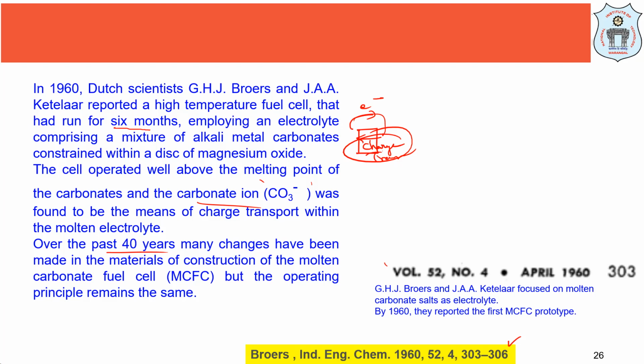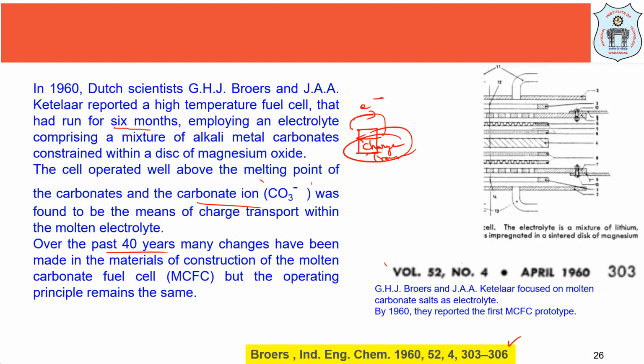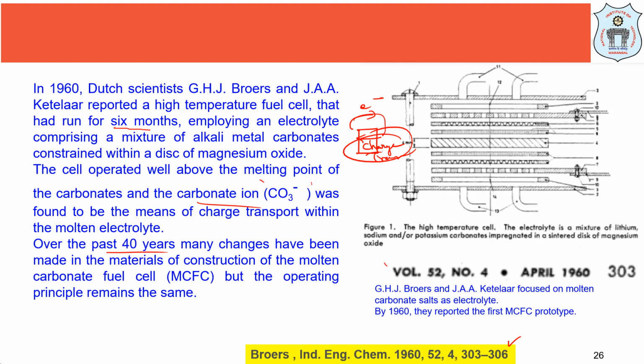That is the first paper, journal volume 52, number 4, April 1960, pages 303 to 306. I have taken this diagram from that journal. So this is what they reported: the carbonate ion is responsible for the charge transport within the molten carbonate. As I told you, in any fuel cell or electrochemical system, electrons pass through the external circuit, and the charge passes through the electrolyte. So through the electrolyte we have charge transfer taking place, and through the external circuit we have electron transport taking place.